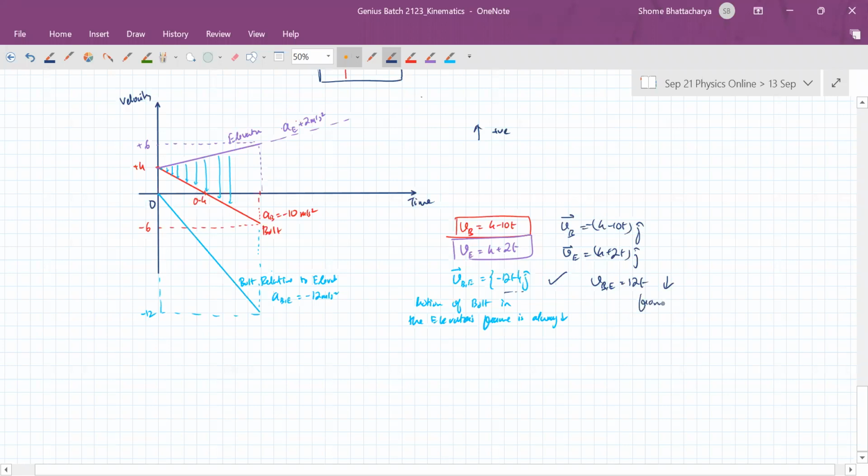So this formula is limited only from 0 to capital T equal to 1 second. The elevator's motion continues in the same way after 1 second also. So that's what I've shown in the graph, that this graph will continue in this way as long as the elevator is accelerating upwards. But the bolt's motion thereafter will change.